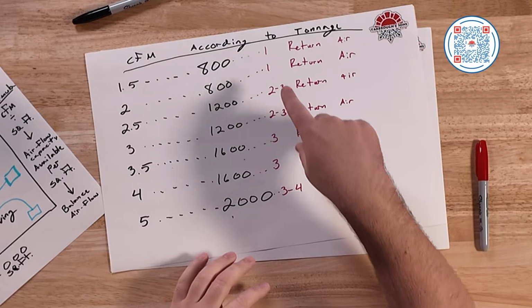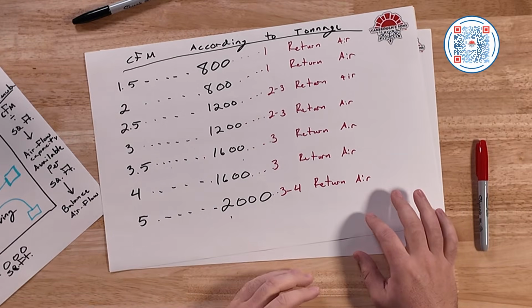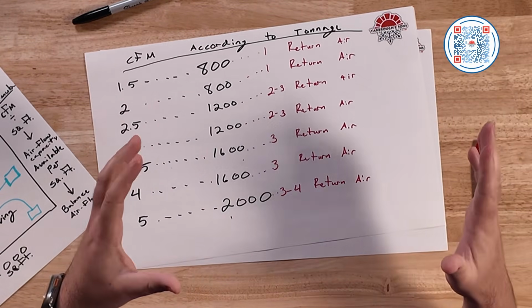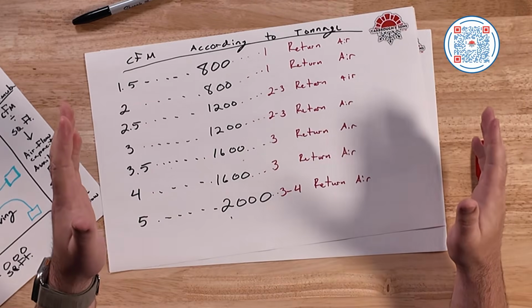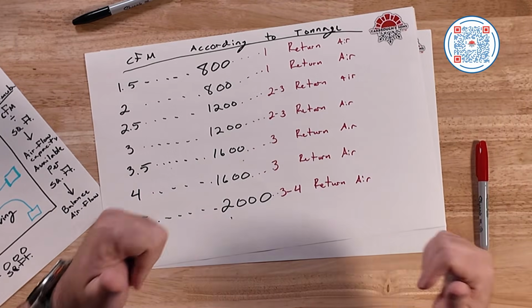I put ranges here because the size of a return air does matter. Make sure you differentiate that, and that it's sized appropriately. So, super easy. Last notes on hot and cold spots.